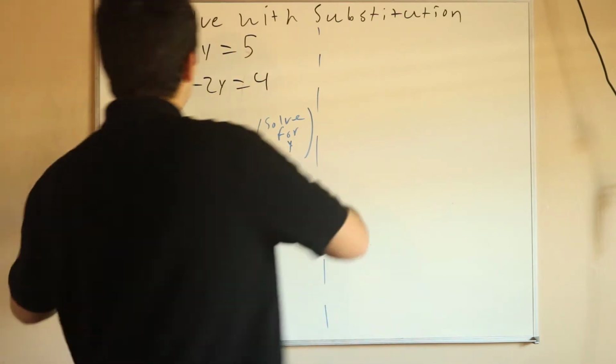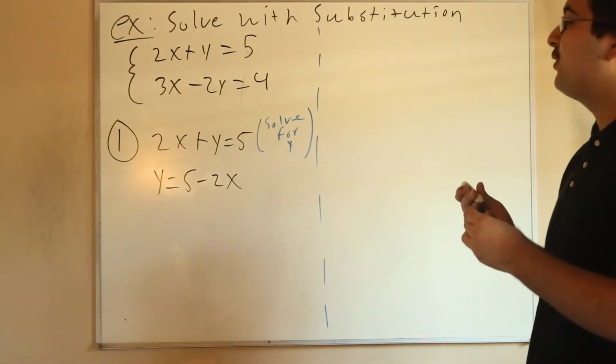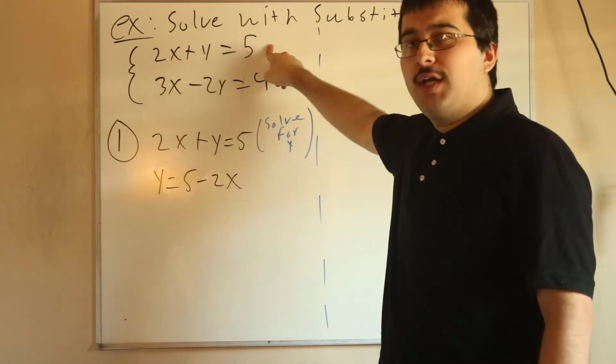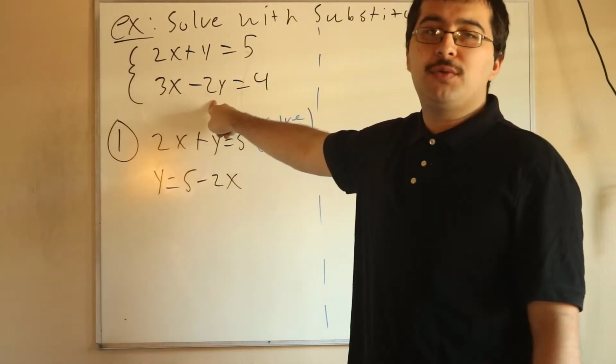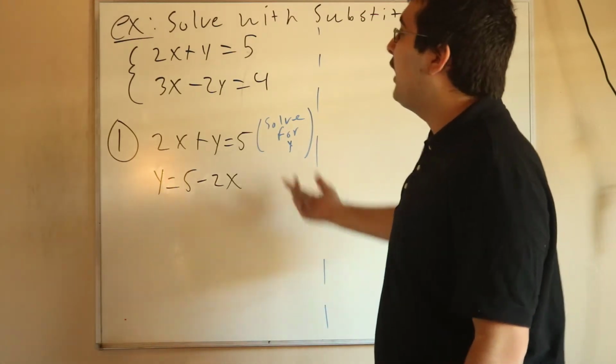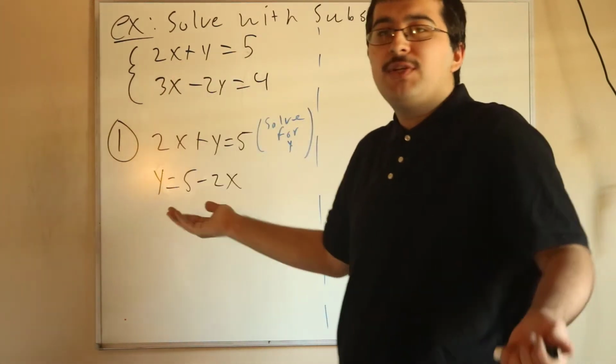Now I want to take a moment to pause and talk about this first step. Something important to note is I didn't need to pick this equation, all right? I could have picked this equation if I wanted to and solved for one of the variables here. Also, I didn't need to solve for y. I could have simply solved for x. That would have been totally fine.